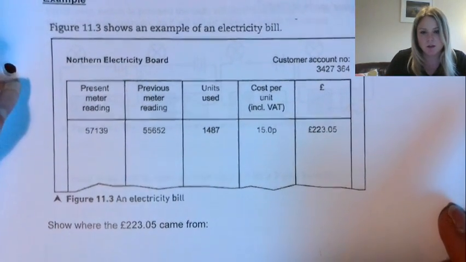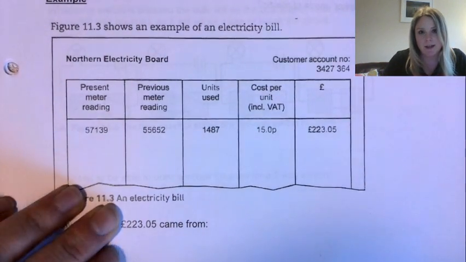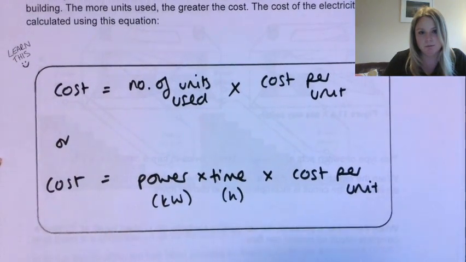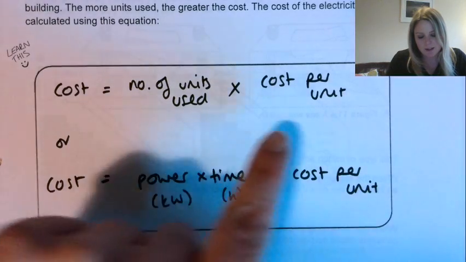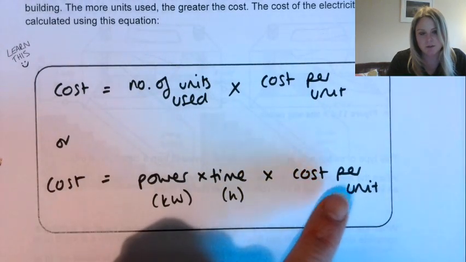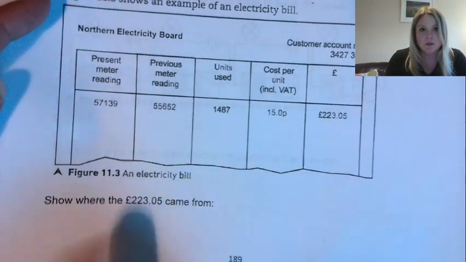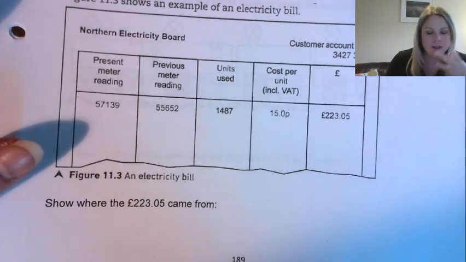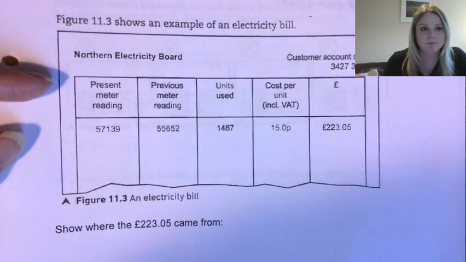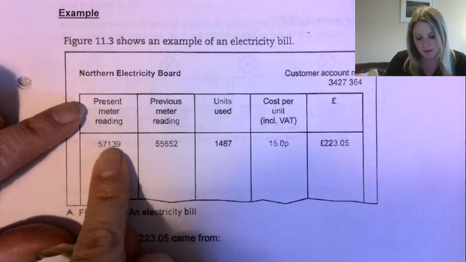So we've been given this electricity bill and we have to show where this £223.05 came from. Oh, I forgot to say whenever we were up here, be very, very careful, because what tends to happen is that the cost per unit will be given to you in pence, and then see the way the final answer here is in pounds. So you always have to be super careful and take note of whether you're working in pence or pounds and adjust accordingly.